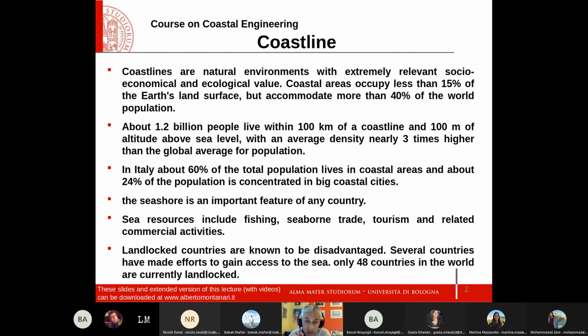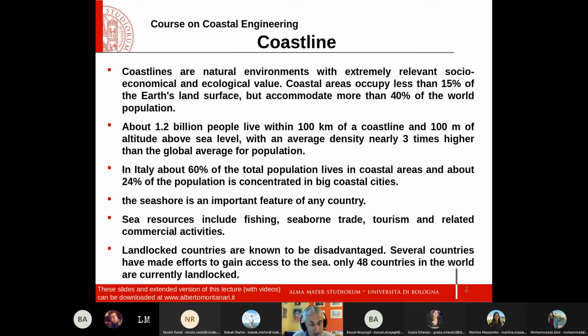40% of the world population. And if you move to Italy, it's 60% of the total population that lives in coastal areas, and about 24% of the population of Italy is concentrated in big coastal cities. If you consider the whole world, more than 1 billion people live within 100 kilometers of coastline and within 100 meters of altitude above sea level.